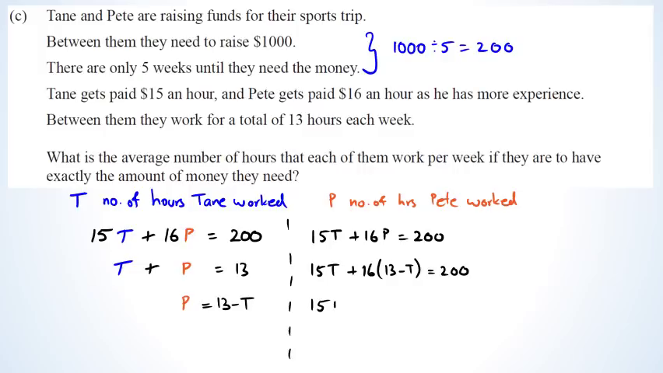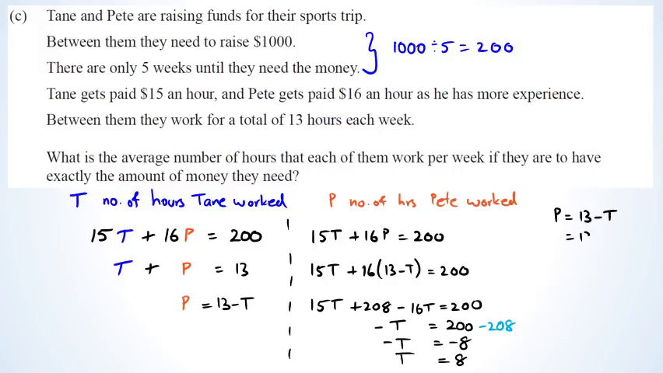So I've got 15T, expand the brackets, 16 times 13, that's going to be 208 minus 16T equals 200. So 15T minus 16T is negative 1T. And then the 208 moves to the opposite side, which becomes minus 208. What I have is negative T equals negative 8, or I could just say T is equal to 8. So if T equals 8, we know that P is equal to 13 minus T, so 13 minus 8, which equals 5.